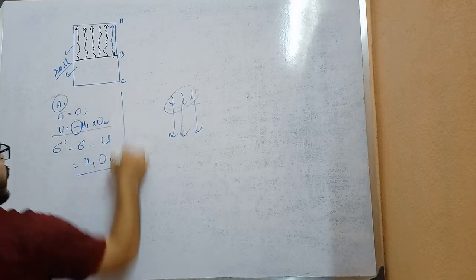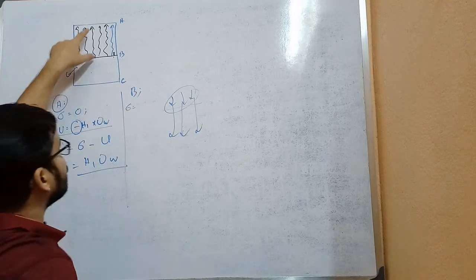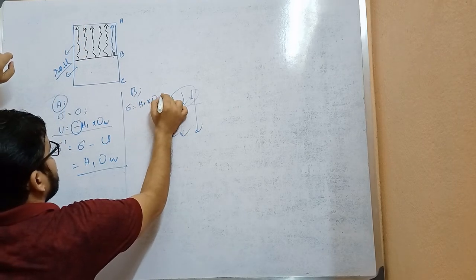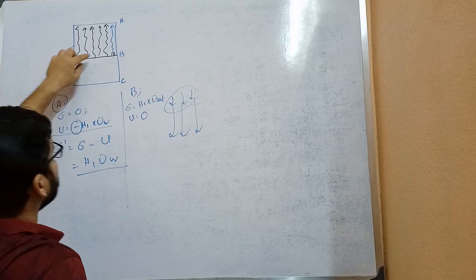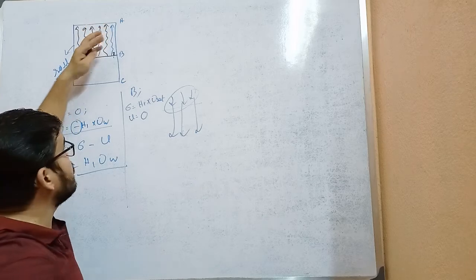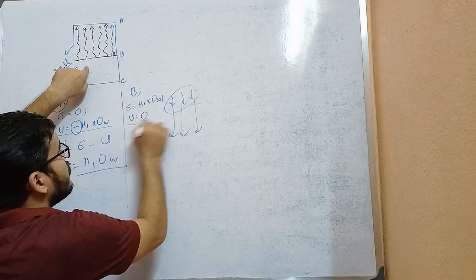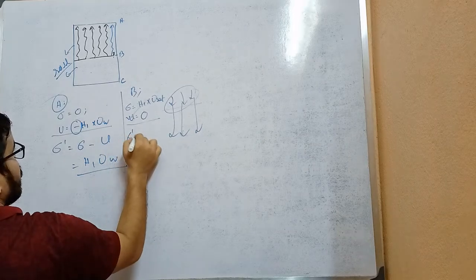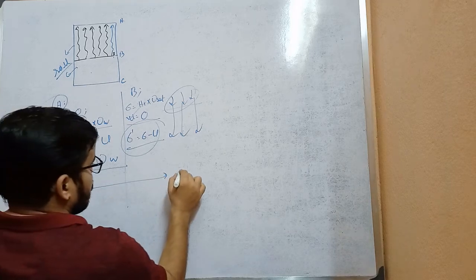This is point A, and for point B, total stress will be H1 into gamma saturated, as this soil is saturated due to the capillarity. Pore water pressure at this point is 0, as there is no water table above this. The soil is saturated due to the capillarity. This capillary water will not give pressure in the downward direction. So that's why the pore water pressure at point B is 0, and effective stress will be total stress minus U.